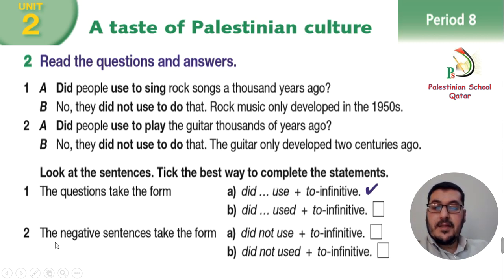Number two, the negative sentences take the form: A, did not use, B, did not used. Yes, did not use, because we have did, so we need to put use without D.